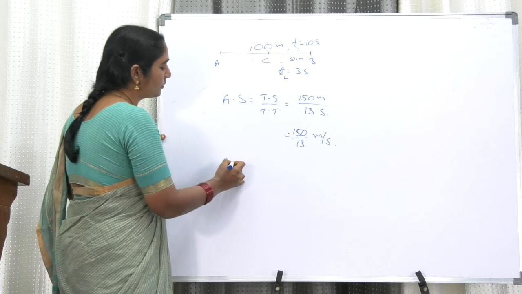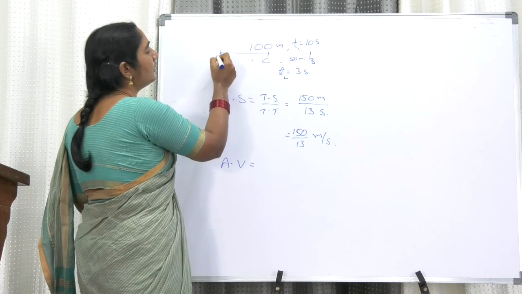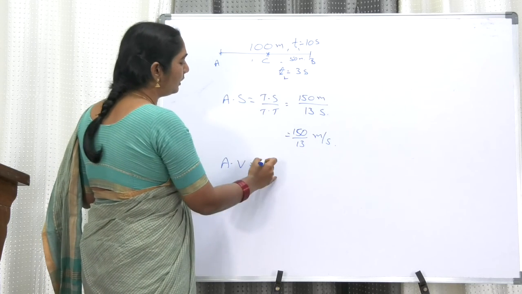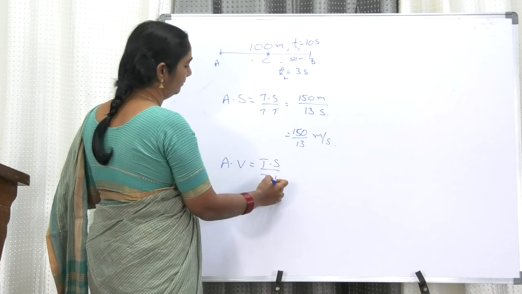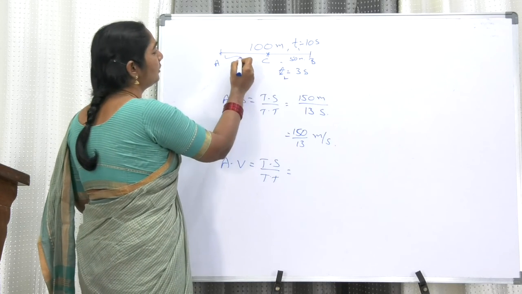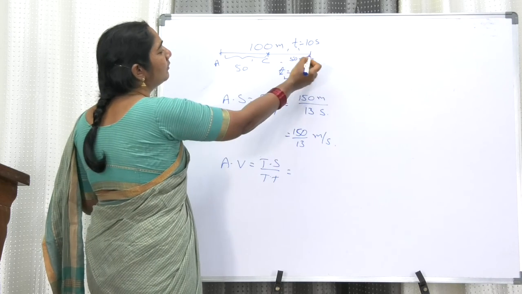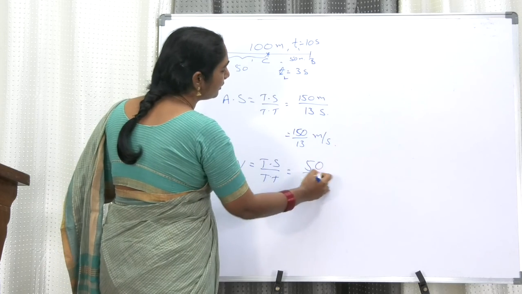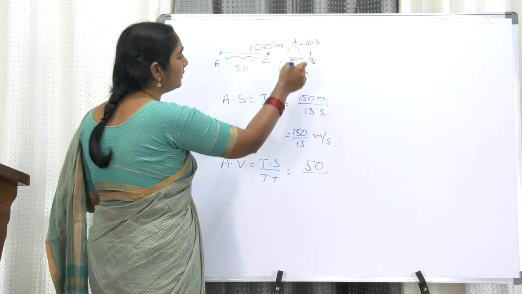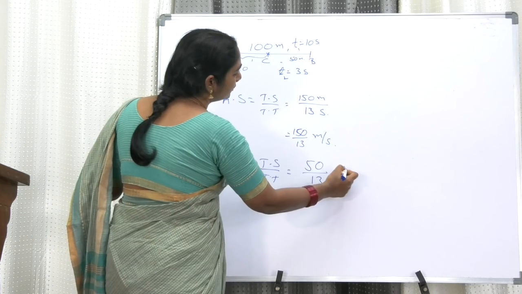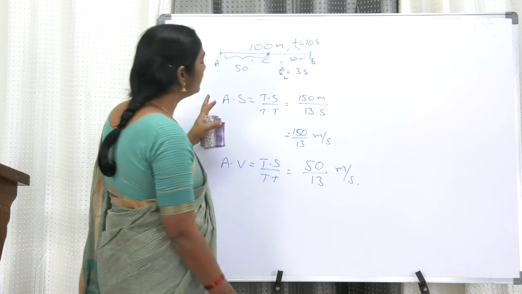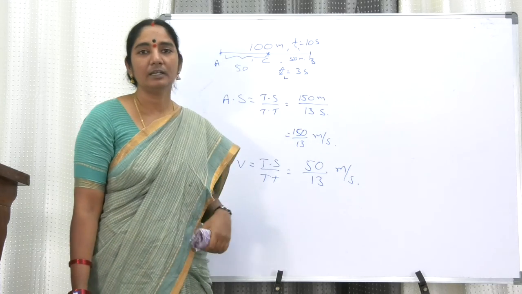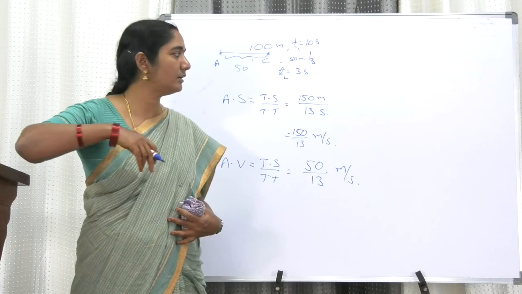Now coming to average velocity. This is the starting point and this is the ending point. So total displacement by total time. Total displacement is only 50 because he already went 100, came back 50, so the rest is 50. By total time, 10 plus 3, that is 13 meter per second. So average speed is 150 by 13 meter per second and average velocity is 50 by 13 meter per second. You can further simplify it.